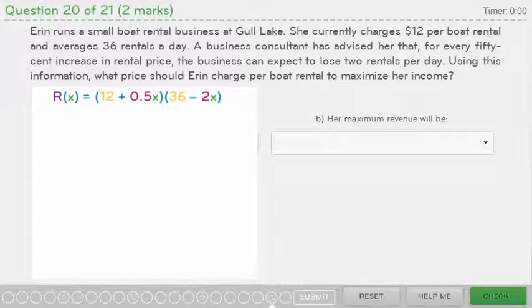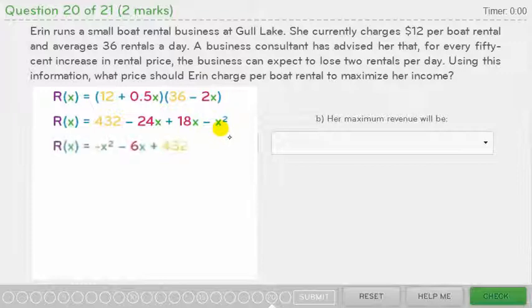Let's start by distributing the 12 and the 36. 12 times 36 gives us 432. 12 times negative 2 is negative 24x. Half of 36 is 18, and lastly half of negative 2 is negative 1. Gathering our like terms, we have negative 24x and 18x gives us negative 6x, and notice in this step we've also put it in descending order of powers. This equation is now in general form.